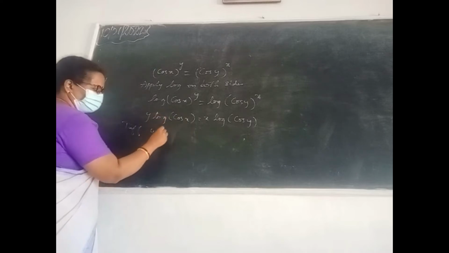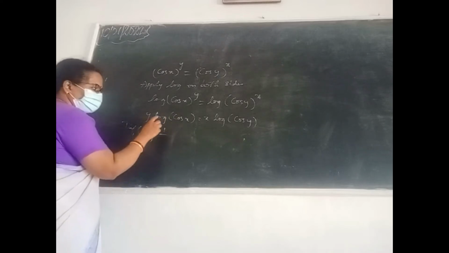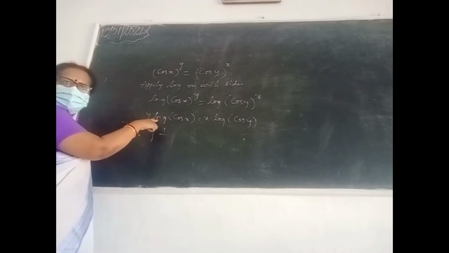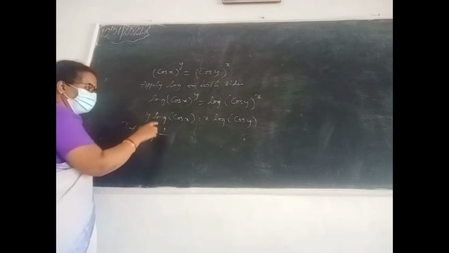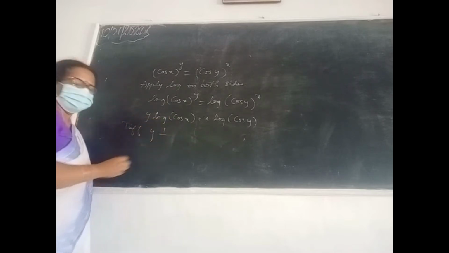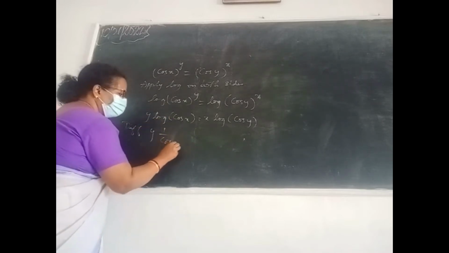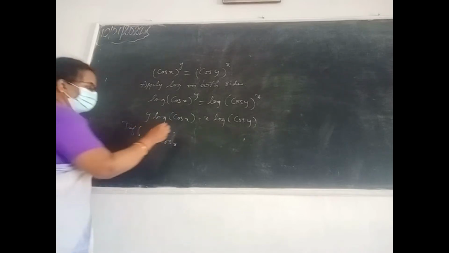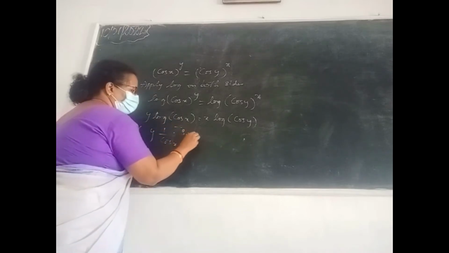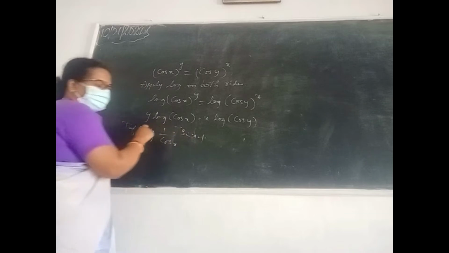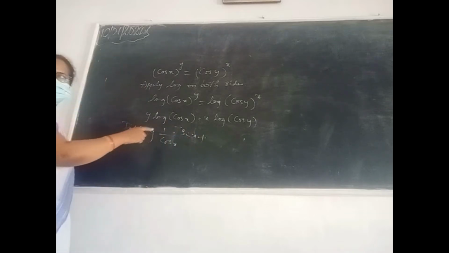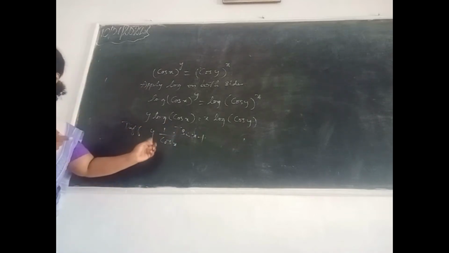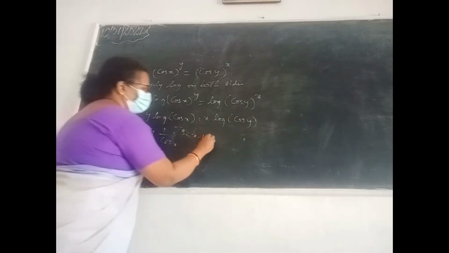Log of cos x. With respect to this log we are differentiating. So what will come? Log of cos x is 1 by cos x into, what is the derivative of cos x? Negative sin x. The left side is not over. We did only one part. Now we will differentiate y.